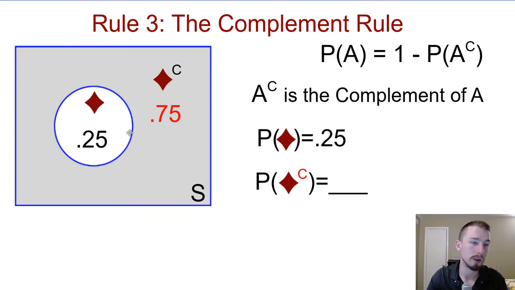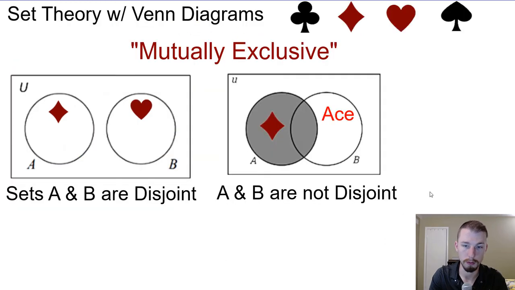The complement rule says that the probability, like in this case, of drawing a diamond, is 1/4 of all the cards, or 25%. Then the probability of not having a diamond is 1 minus that probability, which would be 75%. So just 1 minus that one there.